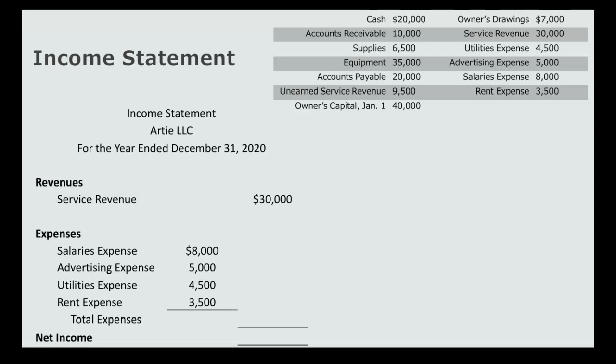And here is why. The next line is our total expenses. So what we will do there is we'll add up our 4 different expenses. So we want to add up the $8,000, $5,000, $4,500, and $3,500. And when we do that, we get $21,000. And that $21,000, the total expense amount, is put over on the far right of the statement.